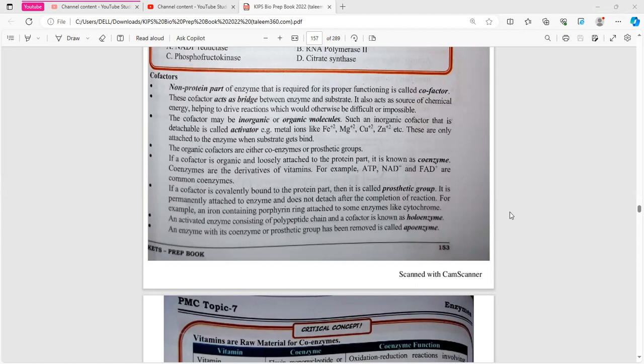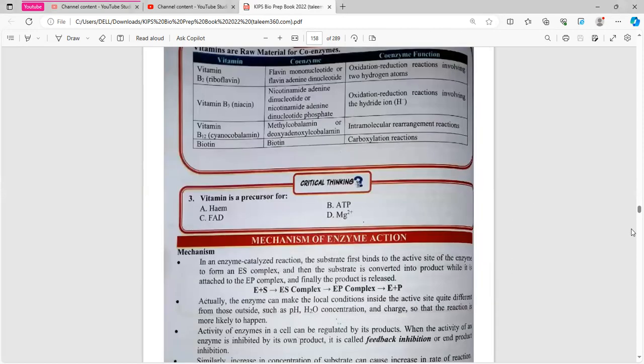Now you need to know that an activated enzyme that consists of the cofactor within it is referred to as a holoenzyme. Although the word hollow implies that it has nothing within it, the holoenzyme refers to the enzyme which has been activated due to the presence of the cofactor, whereas the enzyme which has the coenzyme or prosthetic group removed from it is referred to as an apoenzyme. So an apoenzyme is an incomplete enzyme, whereas a holoenzyme is a complete enzyme.